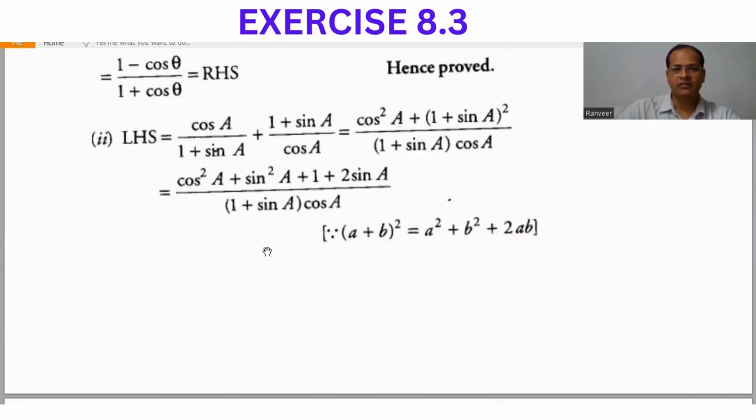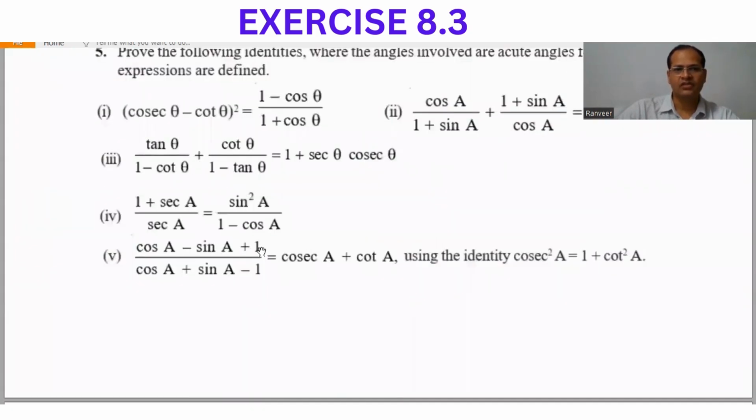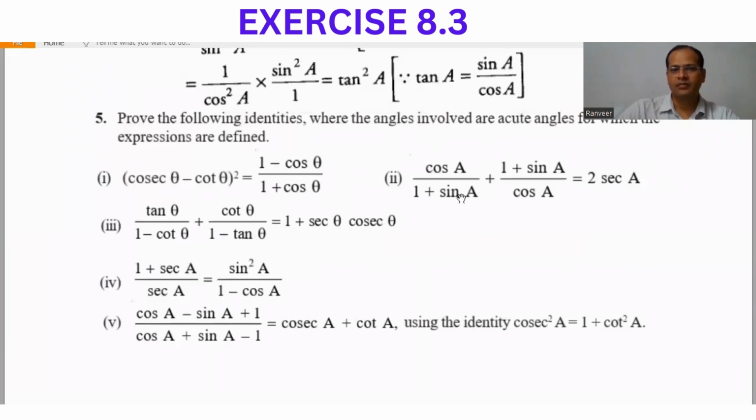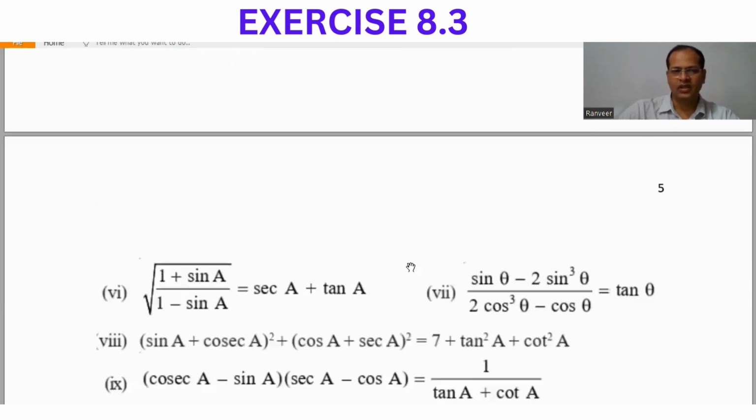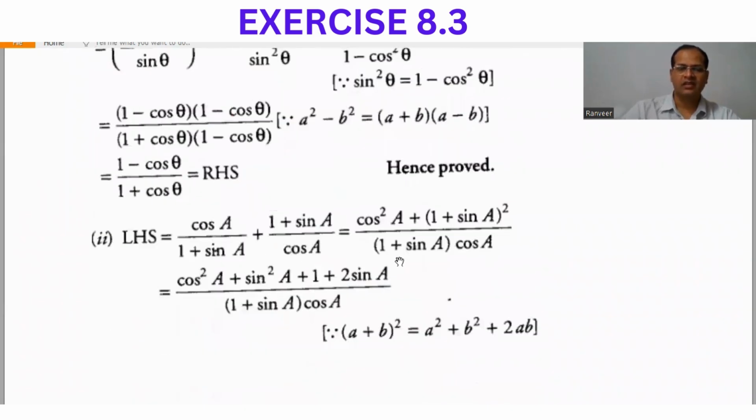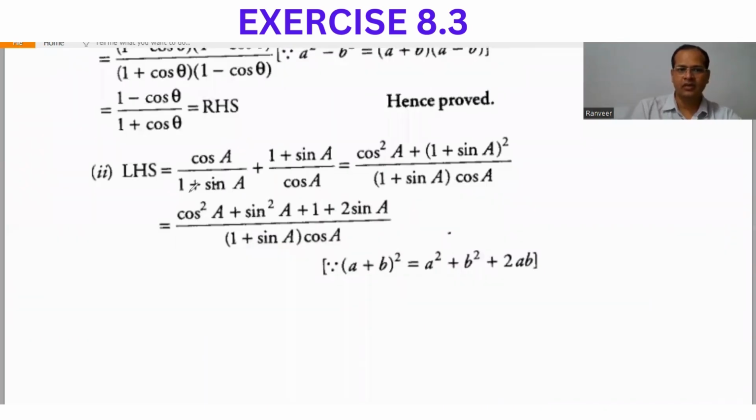Now second question we have to prove. In the second question, just you see: cos A by (1 plus sin A) plus (1 plus sin A) by cos A equal to 2 sec A. So in this calculation, first we have to take the LCM, (1 plus sin A) cos A. This we took.